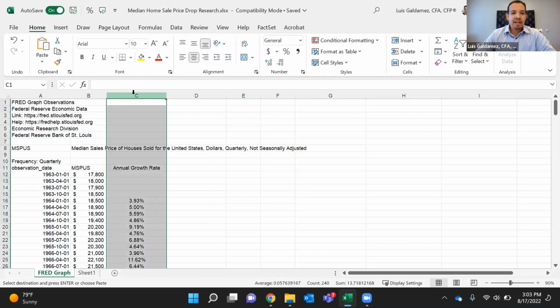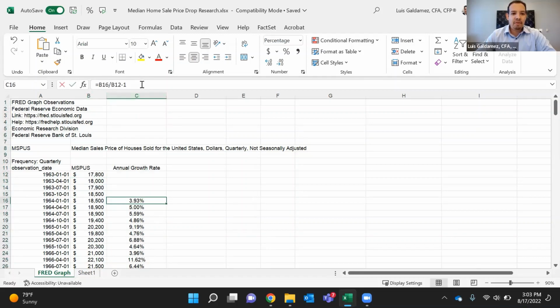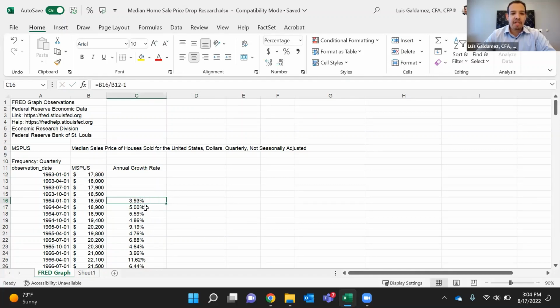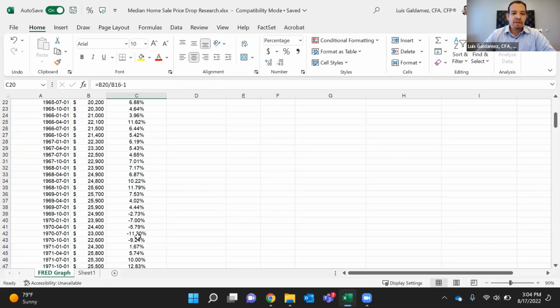So what I did here in column C, and here's my formula, I simply compare year-over-year changes. So you see blue over red. Blue is January of 1964. Red is January of 1963. That's 12 months. And I found out what the growth is, 18,500 divided by 17,800. And you see that the increase was 3.93%. I did this year over year and so forth, all the way down. You can see the dates, the prices, as home prices increased.